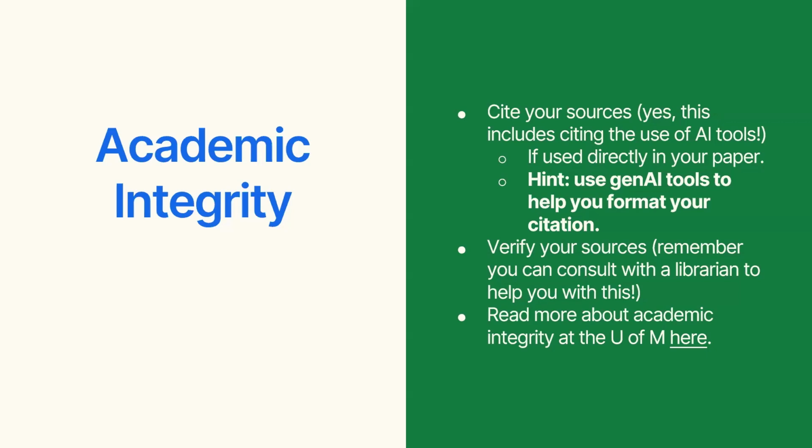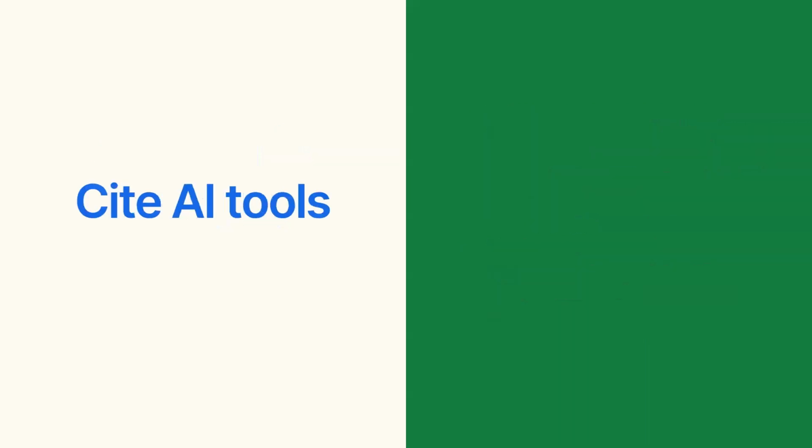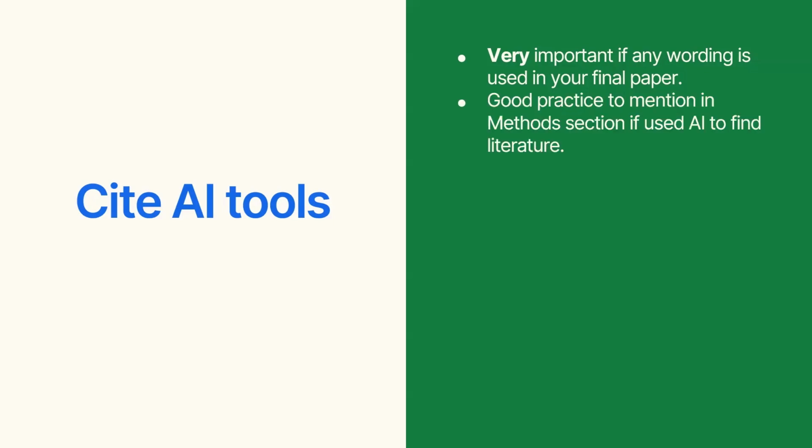You can read more about academic integrity at the U of M. I hyperlinked it there if you have the slides. Okay, so citing AI tools, it's very important. If any wording is used in your final paper, again, I wouldn't suggest doing that at all. Just use these tools for brainstorming, but I'm not using the actual wording or substantive ideas in my paper. If I do, make sure to cite it.